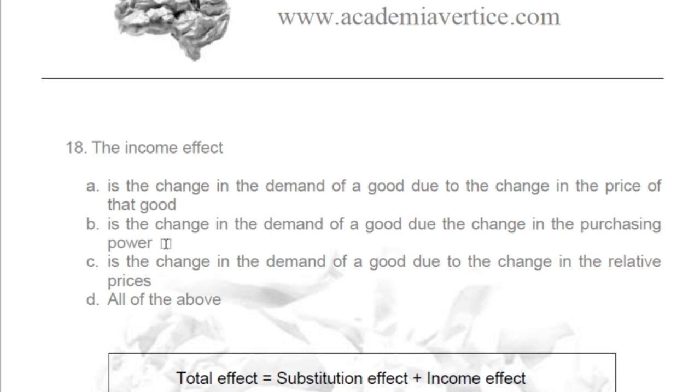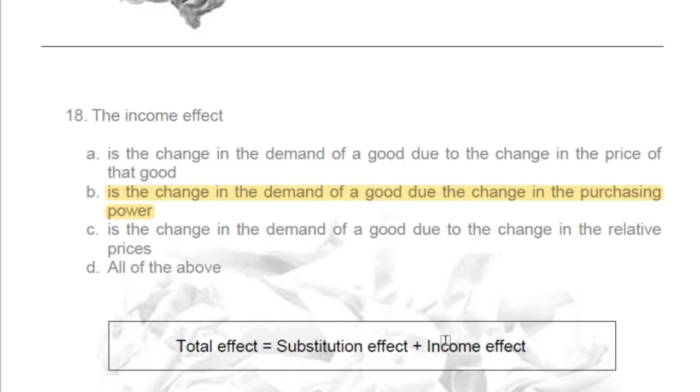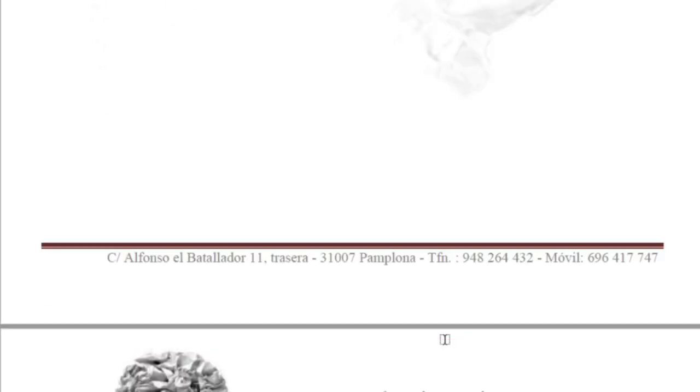And C is the change in the demand of a good due to the change in the relative prices. That's the substitution effect, okay? So the total effect can be described as the sum of the substitution effect and the income effect. What we want with this disaggregation is to see how what happens can be seen due to these two factors or causes. Due to that, when one good becomes more expensive, I see the other one as cheaper. That's the substitution effect. And on the other hand, when one good increases its price, I become poorer. My purchasing power decreases. So that's what the income effect tries to tell me. Okay. So in this question 18, the correct one is B.